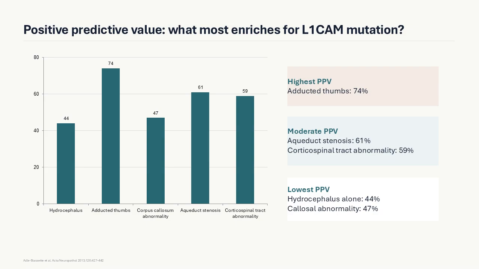Positive predictive value, or PPV, tells the same story in a more practical way. Hydrocephalus alone had the lowest PPV, around 44%. Corpus callosum abnormality was similar, around 47%. Corticospinal tract abnormality rose to about 59% and aqueduct stenosis to about 61%. The strongest single enrichment feature was adducted thumbs, with a PPV of about 74%. So the most useful approach is pattern recognition, not ventriculomegaly alone.